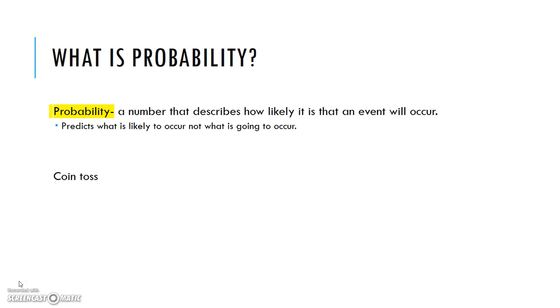So first of all, we need to talk about what probability is. Probability is a number that describes how likely it is that an event will occur. It predicts what's likely to occur, not what is going to occur. So think about it like a coin toss. It's likely that you get heads or tails 50% of the time, but it's not always what could happen, because you could flip a coin 3 times and get 3 tails.